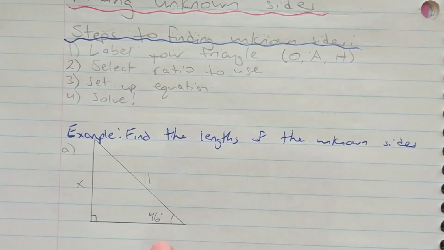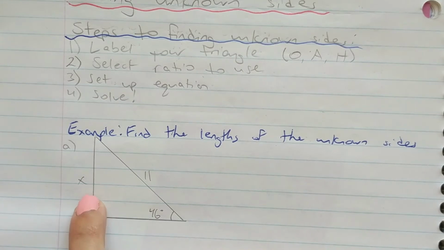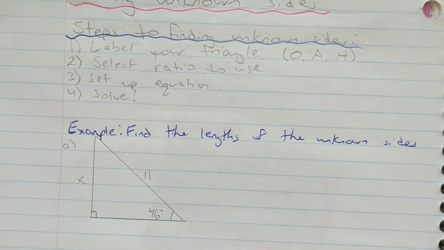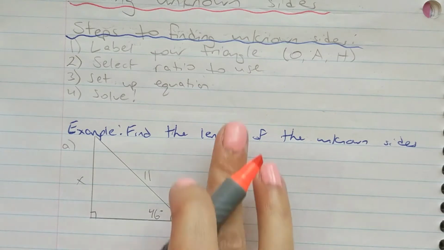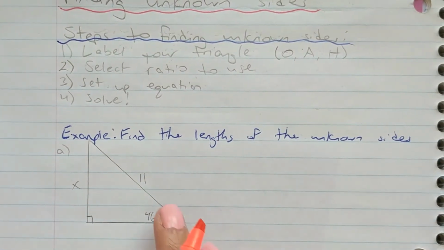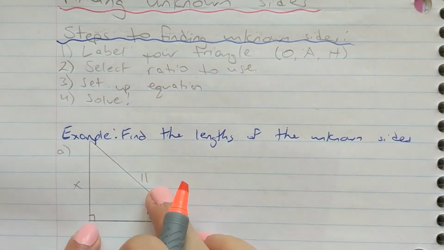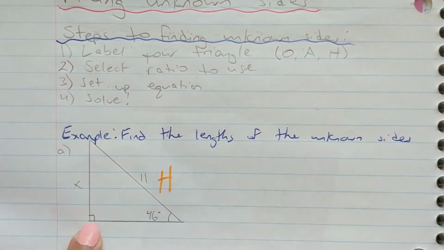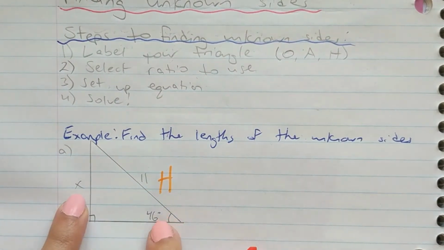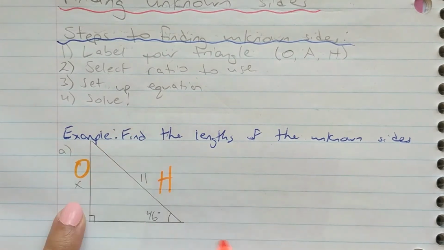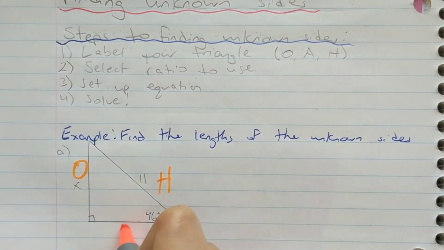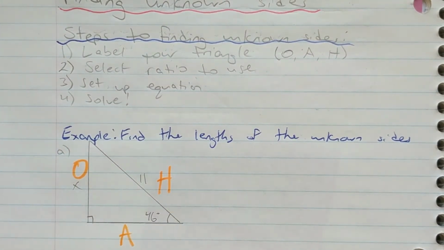Our angle of interest is 46 degrees. I'm looking to find x, and I also have a side length of 11. I can start by first labeling my triangle. 11 is across from the right angle, so this is going to be my hypotenuse. X is across from 46, so it is my opposite. Finally, my last side here is my adjacent side.